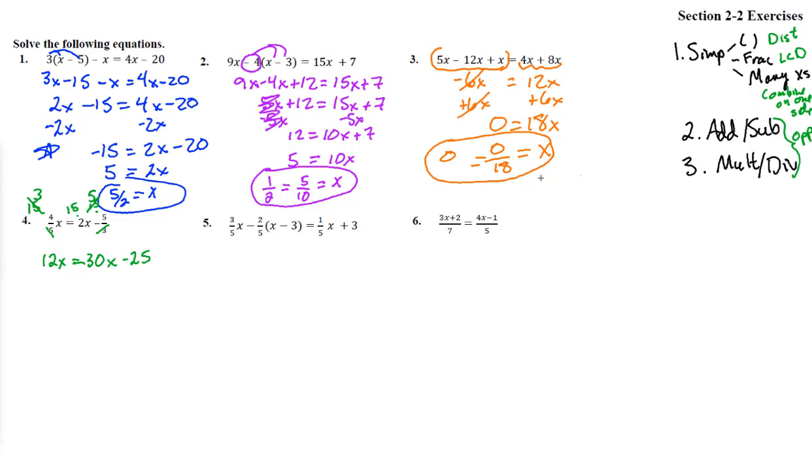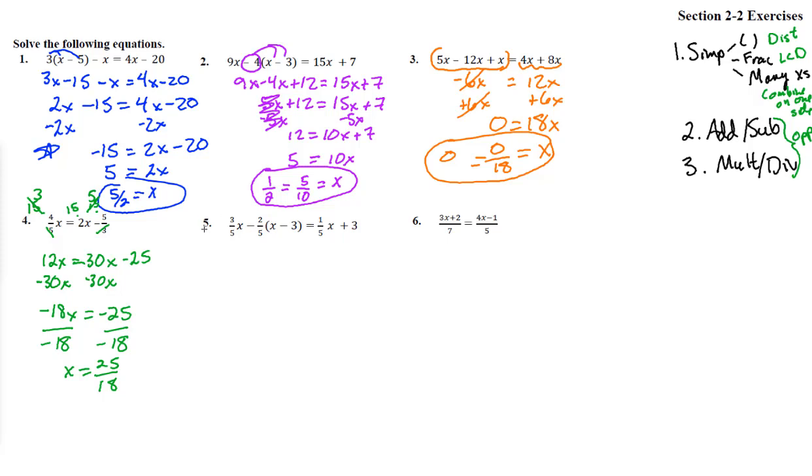There we go. Are there multiple x's? There are. We need to get rid of one of them. Let's get rid of this 30x here. Minus 30x, minus 30x. And that'll give us a negative 18x equals a negative 25. Divide by a negative 18, divide by a negative 18, and we get x equals 25/18. Oh, good.